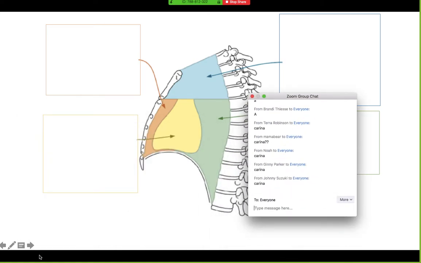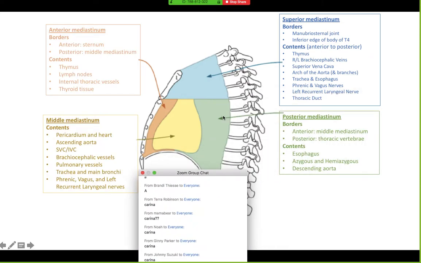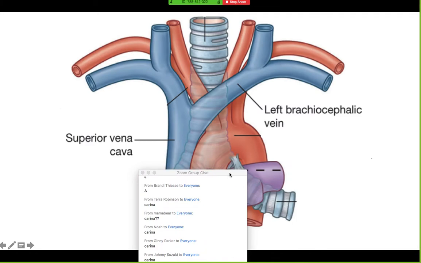So I'll leave this slide for you guys. This is just showing the contents of each part of the mediastinum. Like I've said before, don't try to rote memorize this. If you know your relationships well and how the anatomy is layered in the thoracic cavity, then you should be able to reason through any sort of question about what's located in the posterior mediastinum or what have you. So just try to learn the anatomy well, don't memorize the slide.